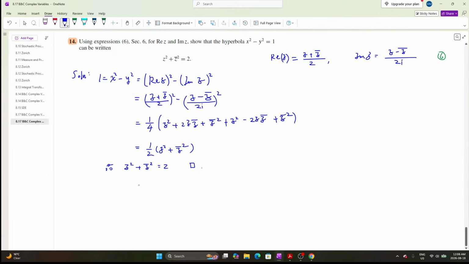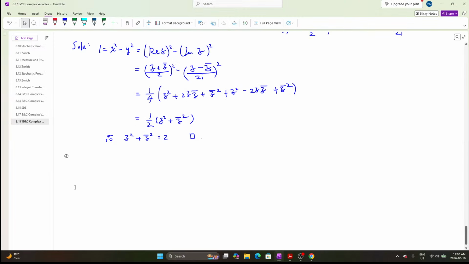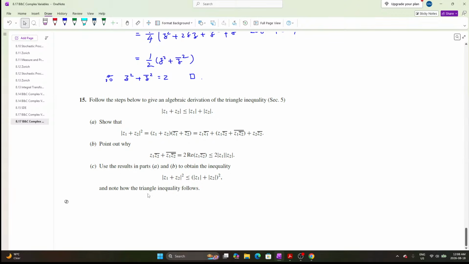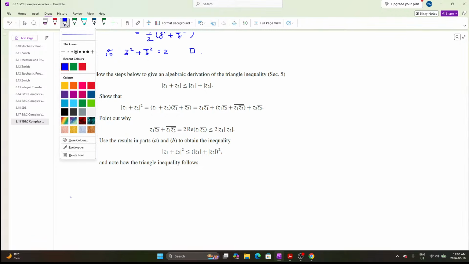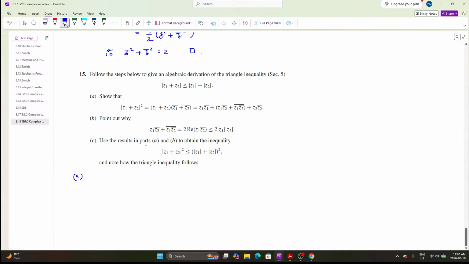15. So now we finally proved, okay, the debt is now paid. Thank goodness for that. The triangle inequality is now proven through this exercise. So here, starting from step 1, expanding the square of the left-hand side. So look at the square modulus, z1 plus z2, squared modulus. This is z1 plus z2 times z1 plus z2 conjugate.